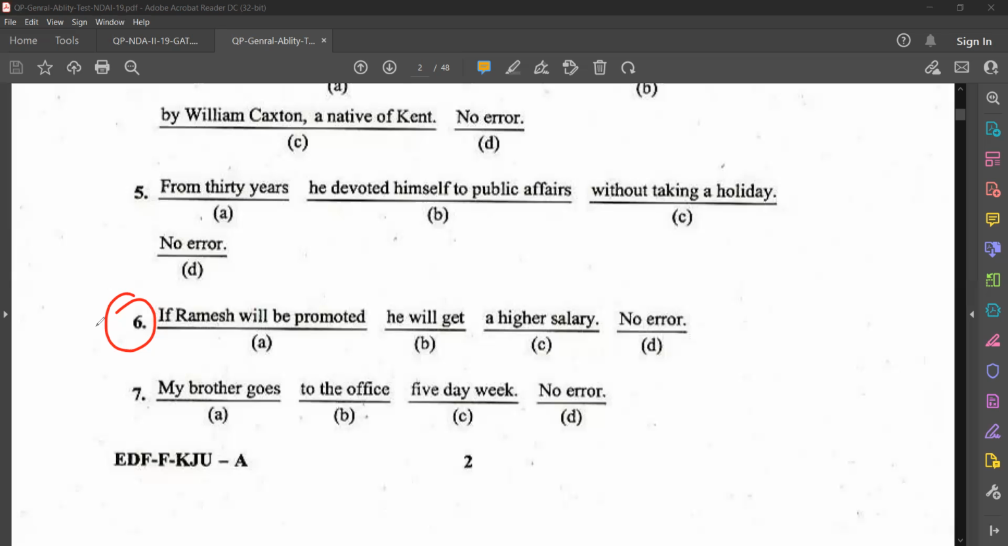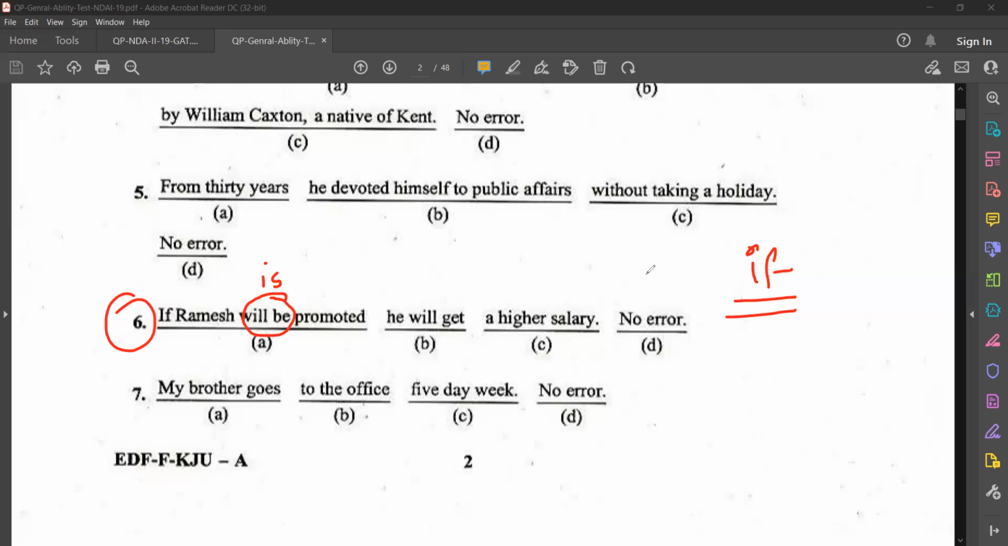So what is the error? Which part is having the error? Yeah, "If Ramesh will be promoted" is wrong, isn't it? If Ramesh is promoted, he will get a higher salary. We are saying a conditional sentence, isn't it? "If" means it is a conditional sentence. So if Ramesh is promoted, he will get a higher salary.